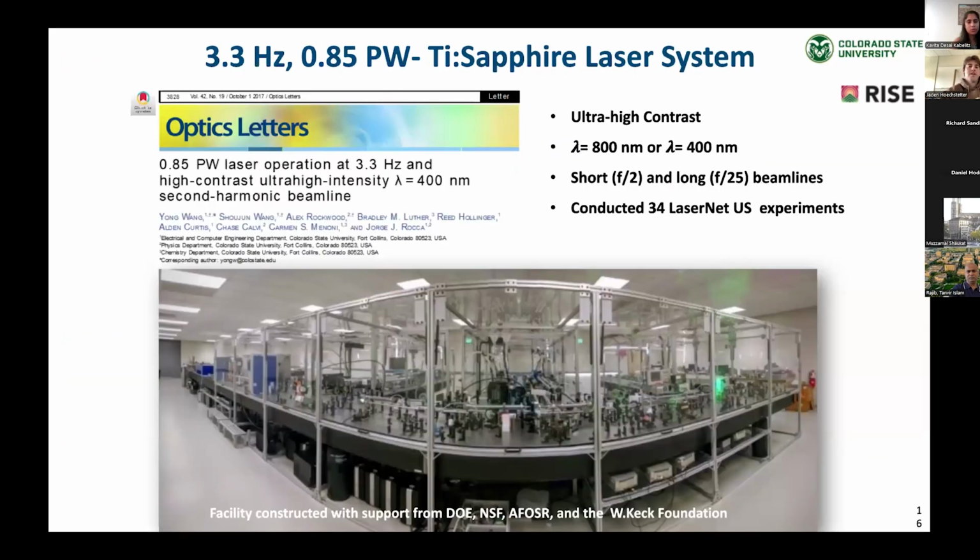At Colorado State University, we have the ALEPH laser, which is a 3.3 hertz, 30 joule, 800 nanometer, 25 femtosecond laser, and we frequency double it to give us 400 nanometer, 9 joule, 25 femtosecond laser pulses. And then when we focus using our F2 parabola, we get intensities of around 10 to the 21 watts per square centimeter.